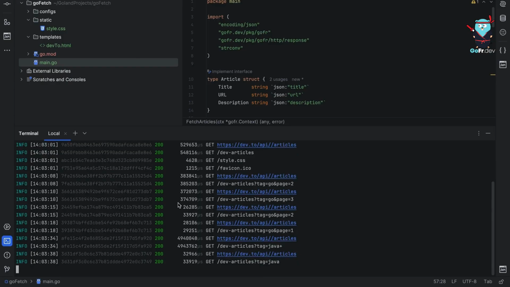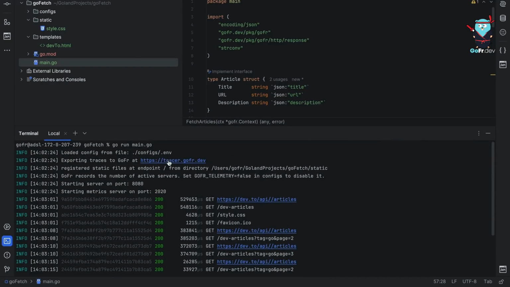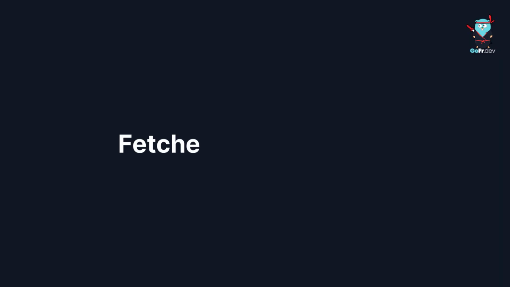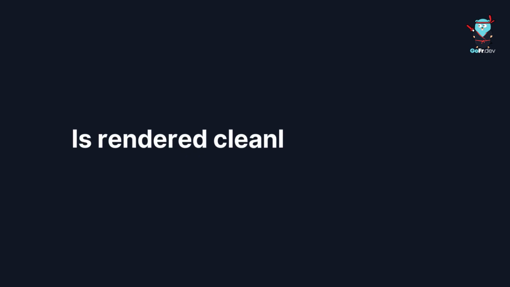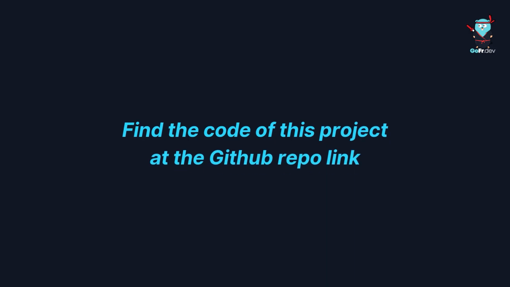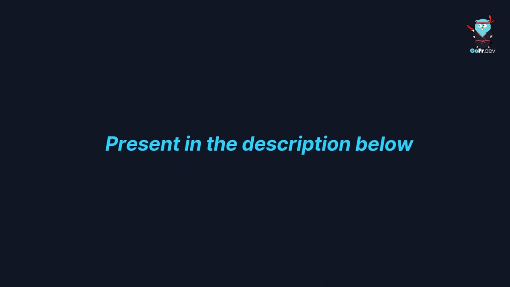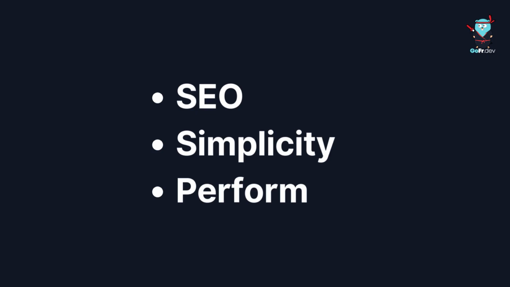And that's it. We now have a fully functional server-side rendered application using GoFr, which fetches Dev.to articles, supports searches by tags, adds simple pagination, and is rendered cleanly through Go templates. You can find the code for this project at the GitHub repo link that is present in the description. So, if you're building a project where SEO, simplicity, or performance matters, GoFr plus HTML templates might just be the combo you need.